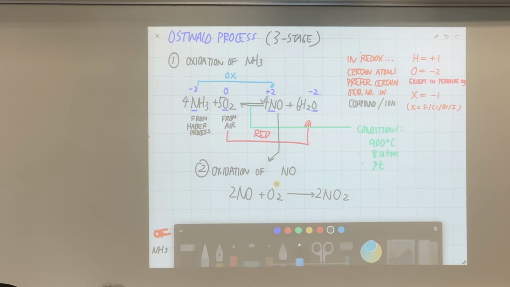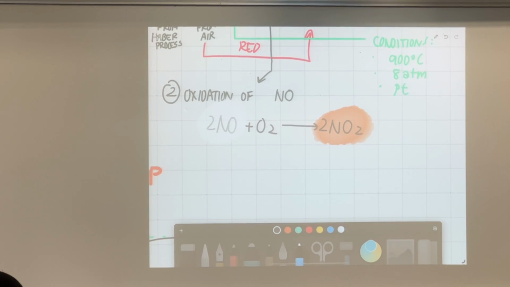After we oxidize the NO, let me ask you a question. What are the colors of NO and NO2? Remember, they are both pollutants. What is the color of NO? Colorless. What about the color of NO2? It is brown. Yes, okay, so NO is colorless and NO2 is brown.